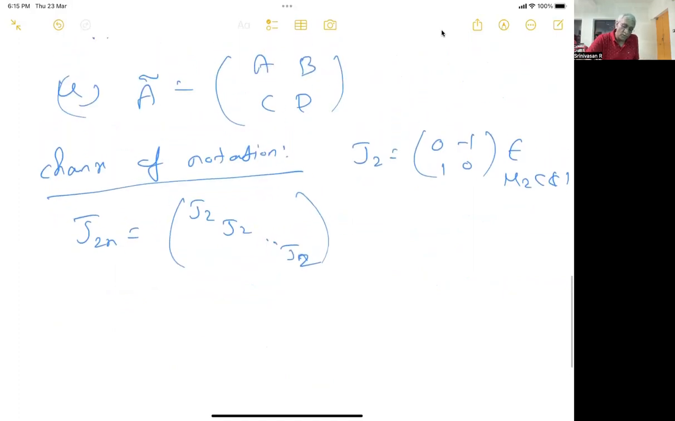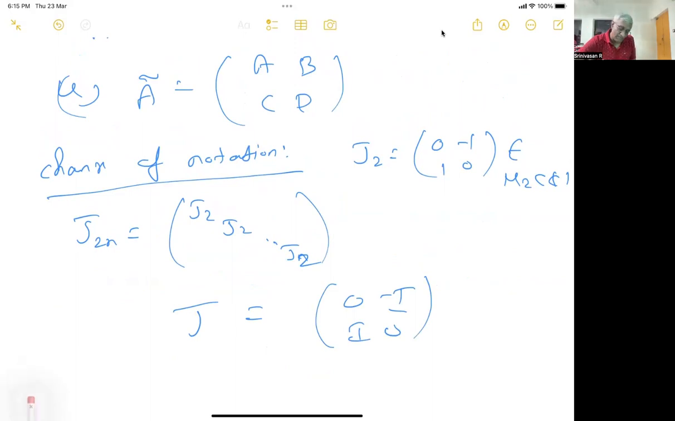So the change of notation is the following. Earlier, our J operator, the 2n cross 2n J operator, was 0, minus I, I, 0. This was our operator. Here we are writing it as J2, which is an off-diagonal matrix with entries minus 1, 1, and then we are writing J2n like this.